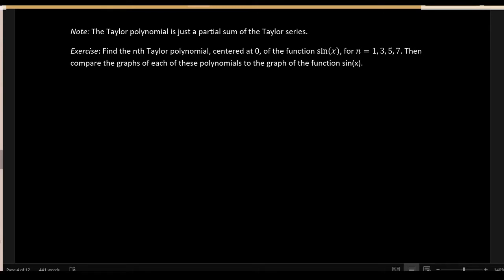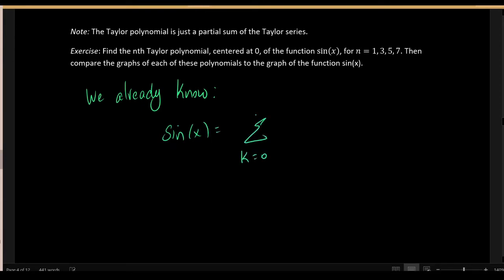So for example, find the nth Taylor polynomial centered at 0 of the function sine of x for n equals 1, 3, 5, 7. Then let's go ahead and compare the graphs of each of these polynomials to the graph of the function sine. Now we already know, and if you're a math major, you have memorized the fact that sine of x is equal to the sum, as k goes from 0 to infinity, of negative 1 to the k, x to the 2k plus 1, divided by 2k plus 1 factorial.